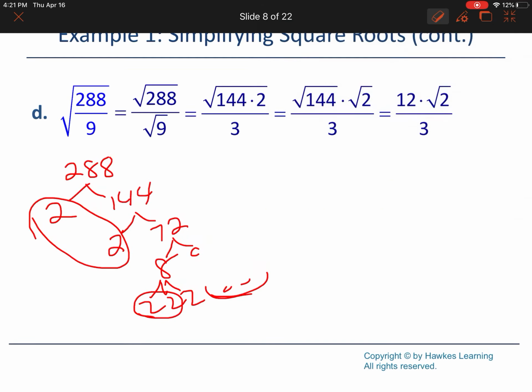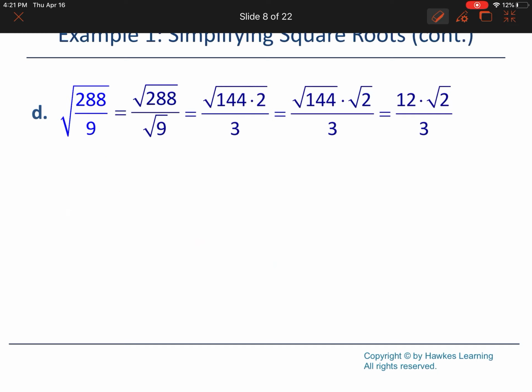Okay, well, so the thing is, when you look at this problem, we're not quite done. However it is that you get to 12 square root of 2 over 3, because it was that fraction, we still have to look at the fraction and see if it's reduced, which it's not, right? So we would cancel out a 3 in the 12 over 3, and that's going to be just 4 square root of 2.